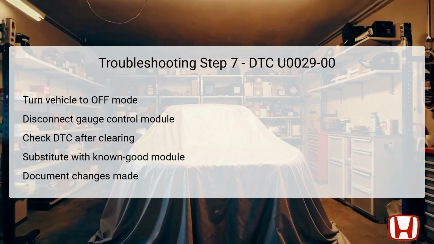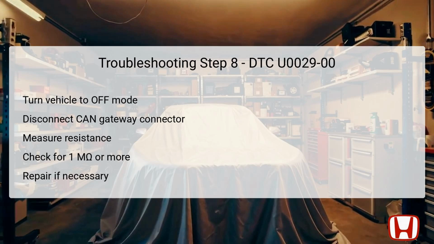It is also essential to document these changes for future reference and diagnostics. Step 8 involves checking the wiring, particularly the FCAN AH line. First, ensure the vehicle is in the off-lock position and disconnect the CAN gateway 12P or 16P connector. The critical measurement here is the resistance between two test points, while ensuring the vehicle remains off during testing.